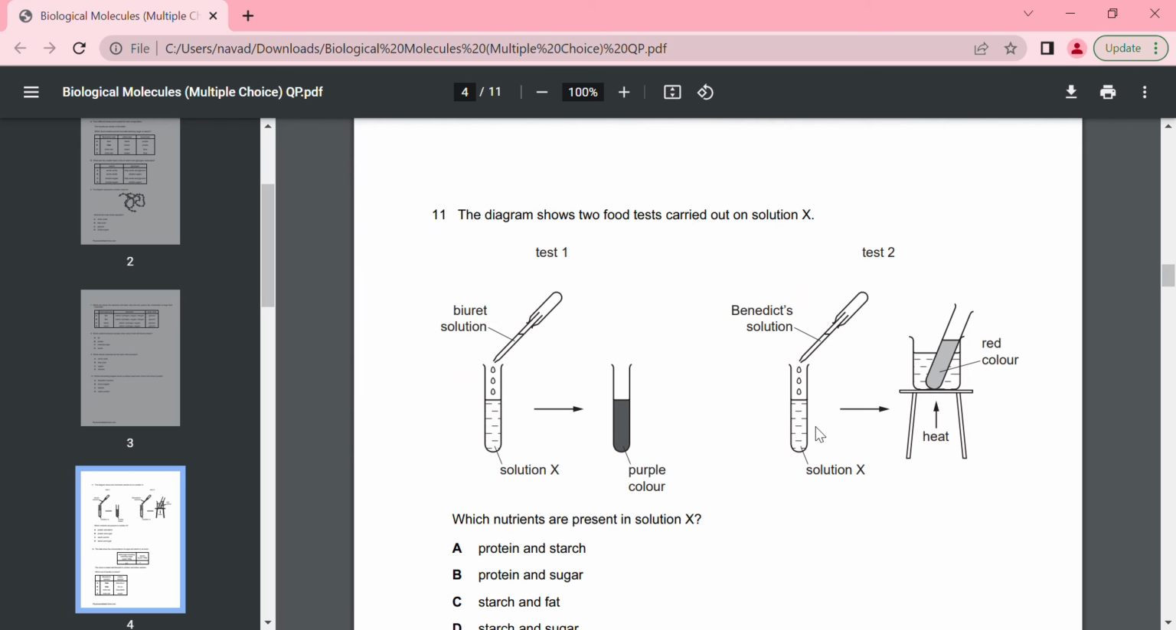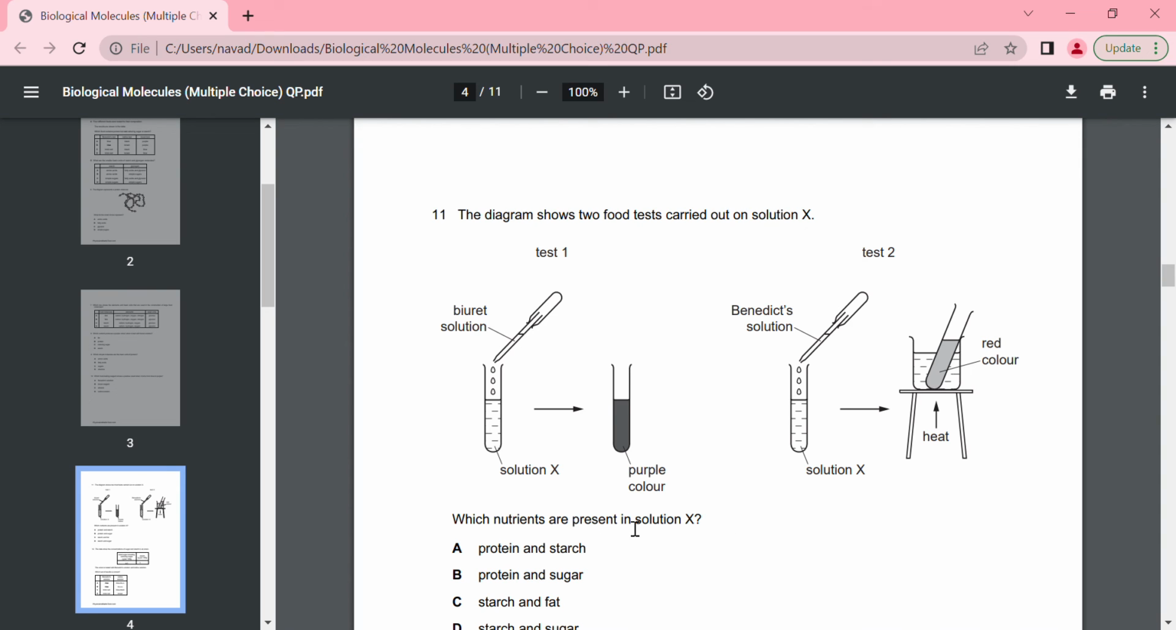Question number 11 is a bit tricky, but we must understand it carefully. The diagram shows 2 food tests carried out on solution X. When you see a question like this, you should see, are both the solutions X? Yes, in this case they both are X. Which nutrients are present in solution X?